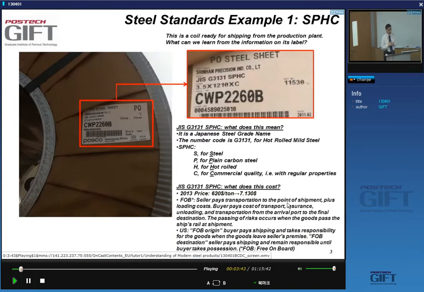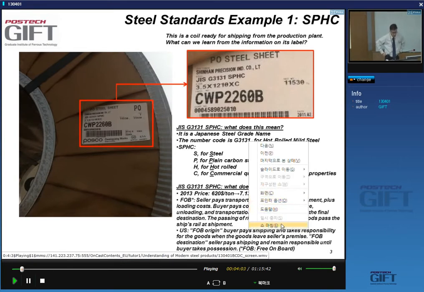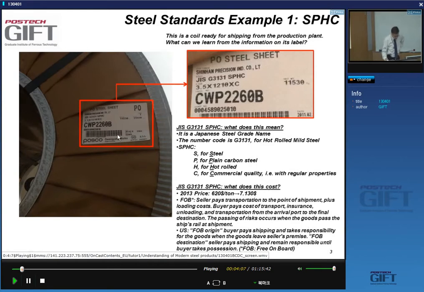Okay, so let's just look at a very simple situation, right? So this is a picture taken in a storage place. It's a coil ready for shipping, and you can see it's produced in Korea here in Gwangyang, and you can see who produced it, POSCO. Let's look here. And you see for whom it is, for some kind of company, Shinhan Precision Industrial Company in Korea. And you see here a number of letters and numbers, JIS G3131 SPHC. Okay, and this basically defines the steel standard, what's in this coil here.